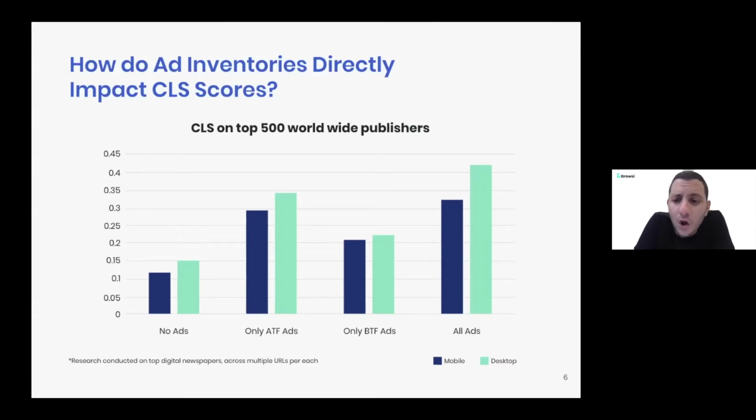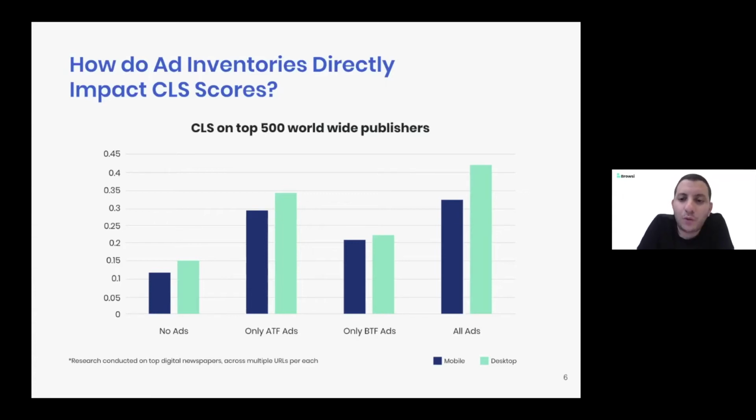Now last, we'll look at when we load all the ads to those pages. In that case, we see that the CLS scores are roughly between 0.3 for mobile and 0.4 for desktop. And again, this makes sense. Both the below the fold ads moving some content in between and the above the fold ads moving the entire page for the user create a very high CLS score, which obviously you do not want to have on your site.